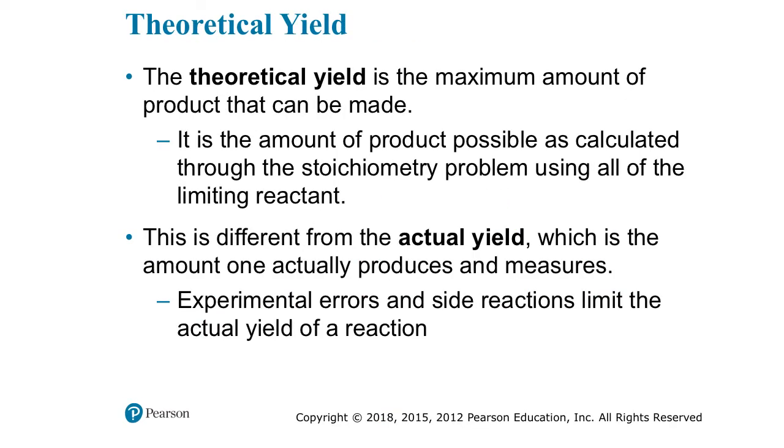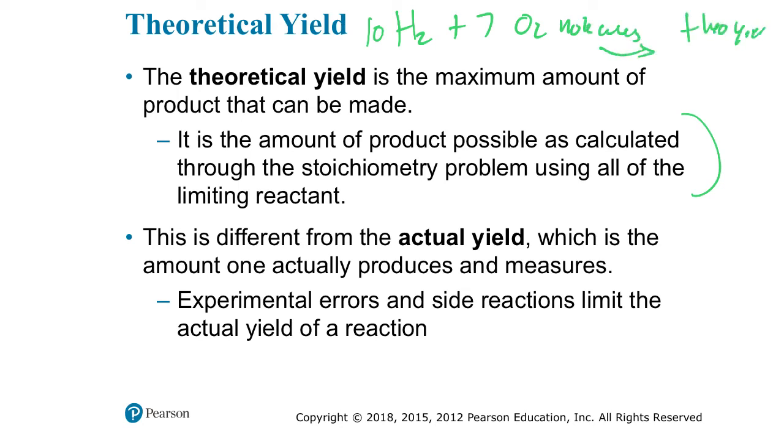So this slide here is discussing the theoretical yield. The theoretical yield is the maximum amount of product that we expect to be made. We calculate this quantity using the stoichiometric problem using all of the limiting reactant. So if we're discussing the problem where we have 10 H2 molecules plus 7 O2 molecules, our theoretical yield of water, based on the reaction of 2 H2 plus O2 makes 2 waters, would be 10 water molecules. So that's the maximum yield of water we would expect.